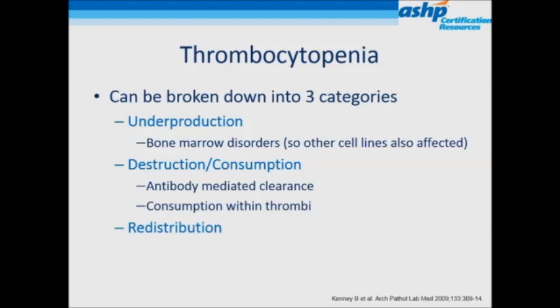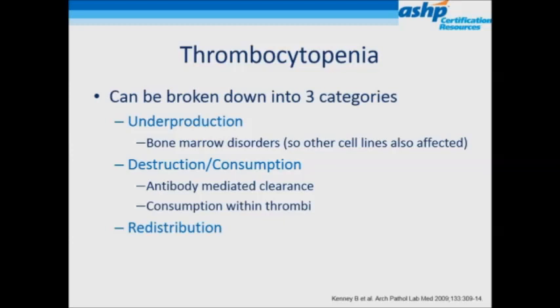We can have an increase in destruction or an increase in consumption, and that can be antibody-mediated clearance, or that can be consumption, as in the platelets are now being used to form clots, to form thrombi, and that's why the count is down. Or this can be redistributed, usually into the spleen. So those are three basic concepts by which anybody can have any type of thrombocytopenia. So not thinking about just drugs, but any type of thrombocytopenia.